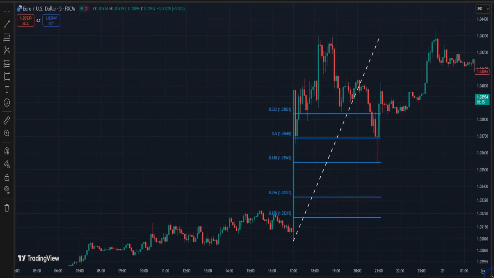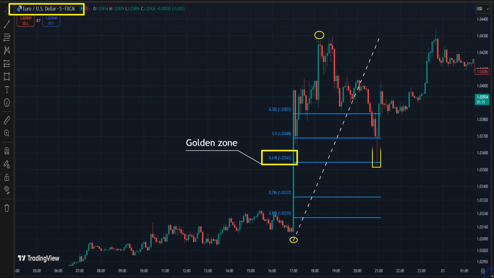In the EUR/USD chart, on the 5 minutes time frame, we identified a movement and used Fibonacci retracement to pinpoint the end of the corrective wave. As we can see, the price reacted beautifully at the 0.618 golden zone level. After this, a doji candle formed, signaling a potential reversal.